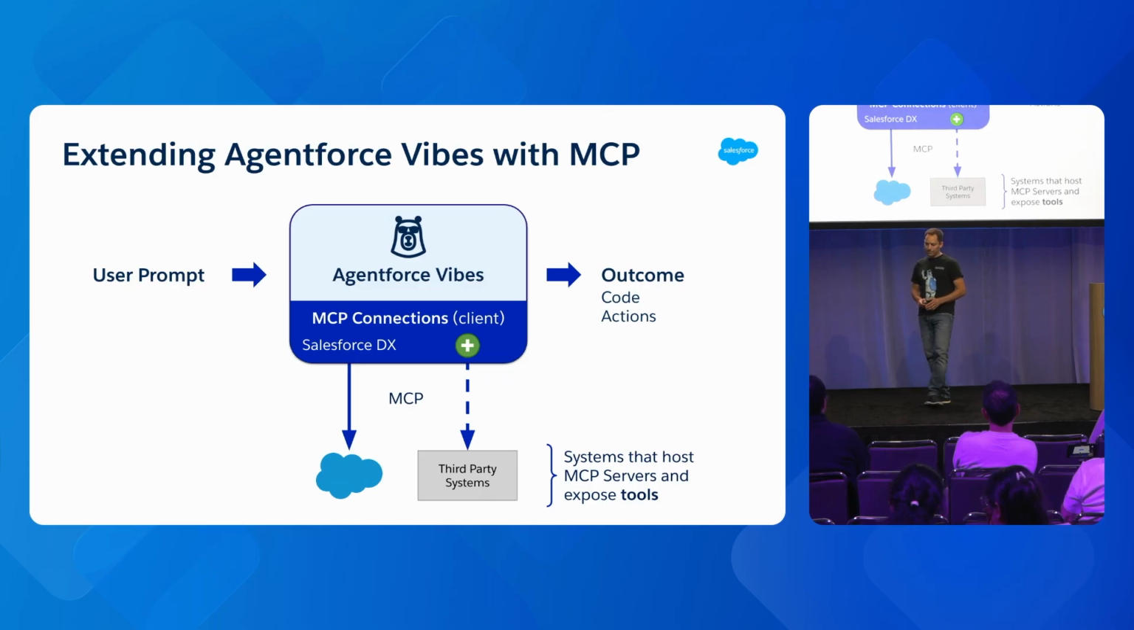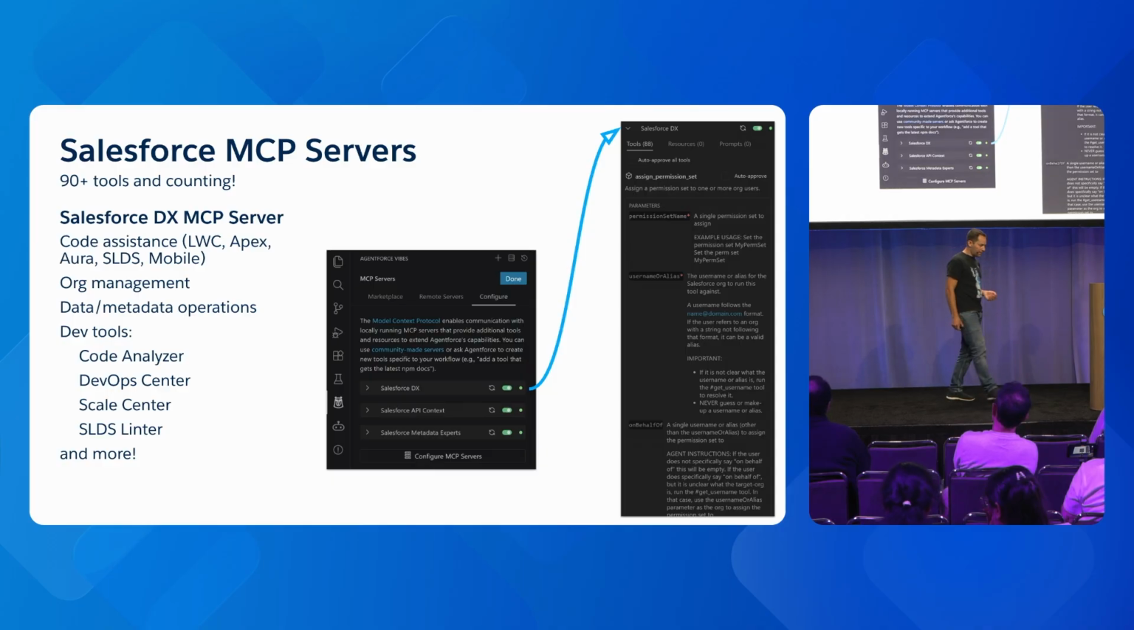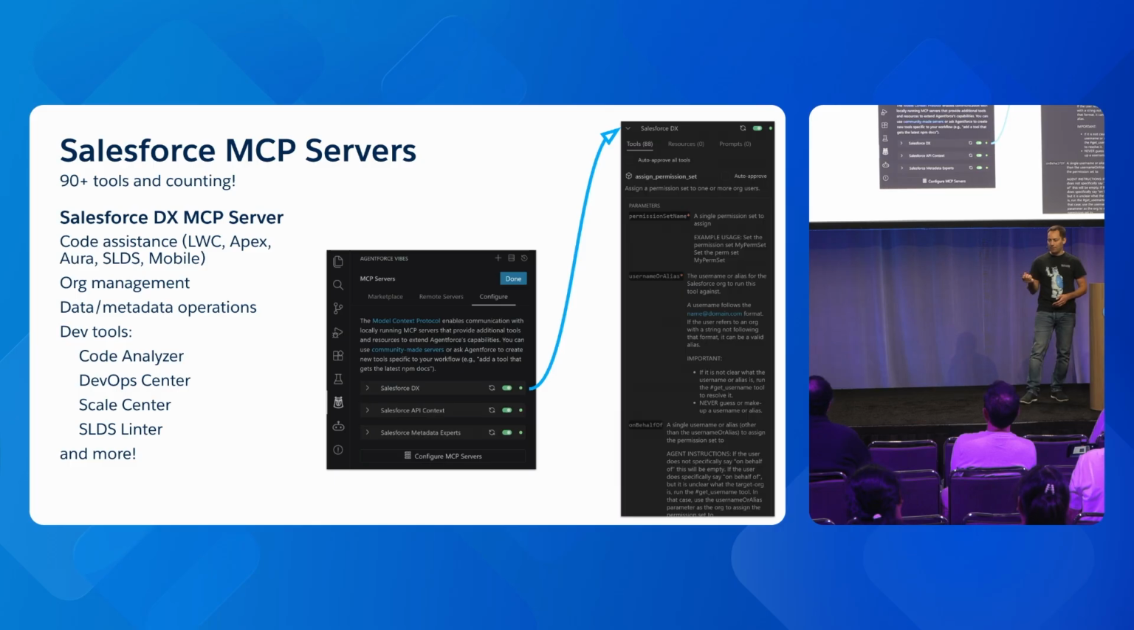I mentioned the Salesforce DX MCP server. This is the MCP server that is bundled out of the box with Agentforce Vibes. Right now, it supports about 90 tools, with a really wide range of applications. The list of those MCP tools is changing daily. There are daily releases on these tools, and you can do pretty much anything that you would be able to do through the CLI or with the Salesforce API, essentially.